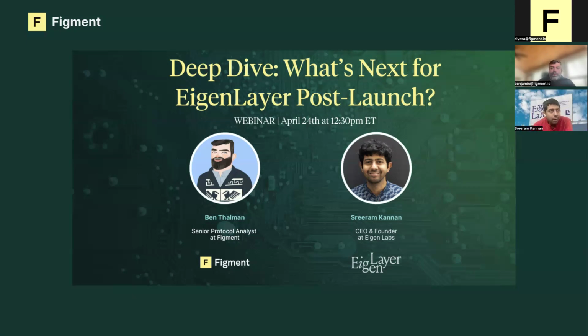I'm Sreeram. I started the EigenLayer project now, coming up on 3 years. Before that, I was a professor at the University of Washington, Seattle, where I ran the AW Blockchain Research Lab. EigenLayer is a mechanism allowing for the trust network underneath Ethereum to serve other systems.